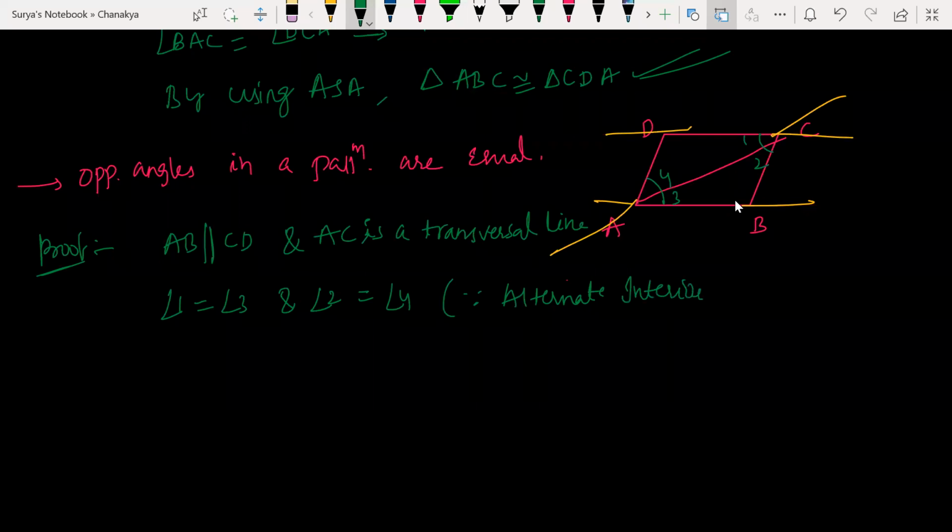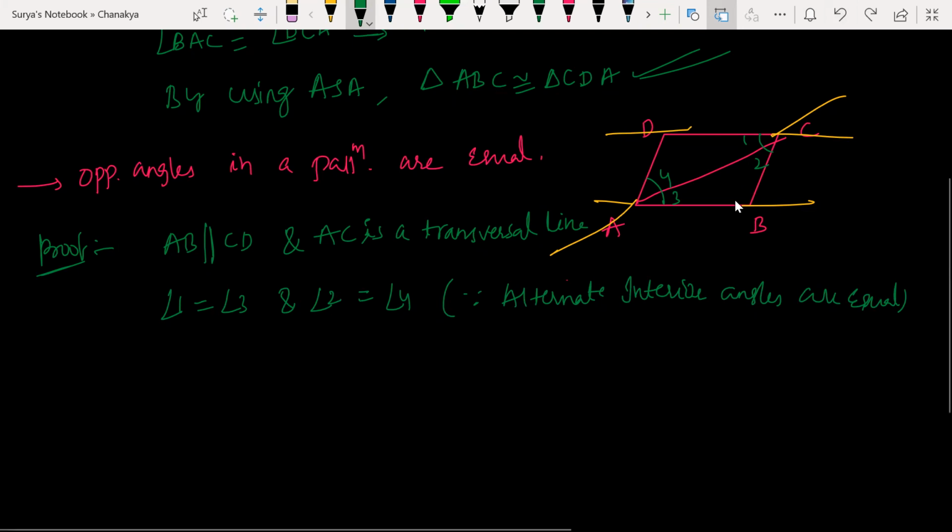Sir, like in that figure, co-interior angles are angle 2 and angle 3, right? 1 second. Yeah. Alternate interior angles are equal. Then the sum of angle 2 plus 3 should be equal to 180, right? Sum of 2 plus this angle, angle B as well.